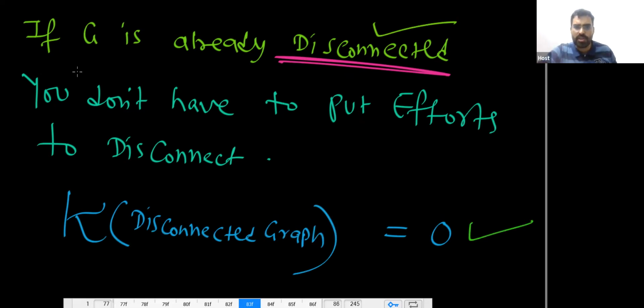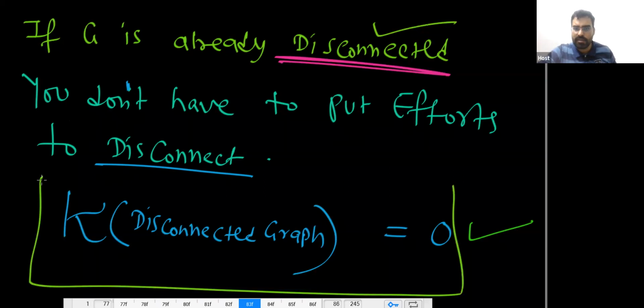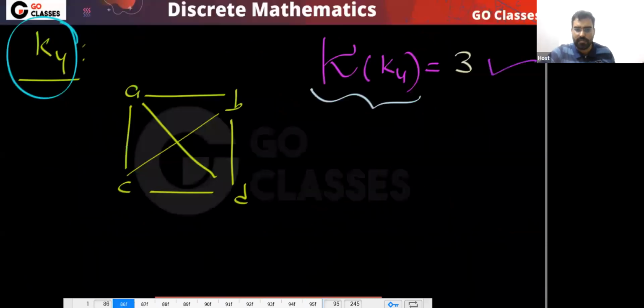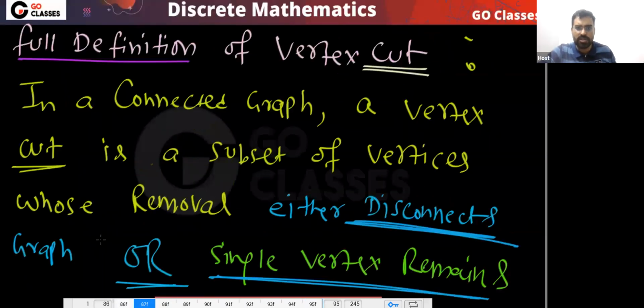Because if your graph is already disconnected, there is no effort you have to put in. Your graph is already disconnected. So I can say the connectivity number is 0 for a disconnected graph. Okay, so this is the full definition. It means either you disconnect the graph or a single vertex remains.